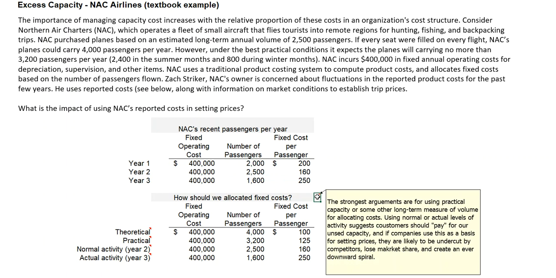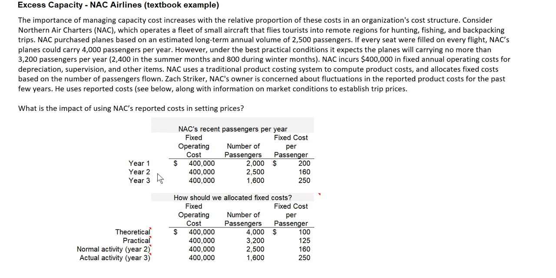The strongest arguments are generally made for using practical capacity or some other long-term measure of volume for allocating costs. Using normal or actual levels of activity suggests customers should pay for unused capacity. And if companies use this as a basis for setting prices, they're likely to be undercut by competitors who don't have excess capacity, lose market share, and create an ever downward spiral in market share and rising prices.